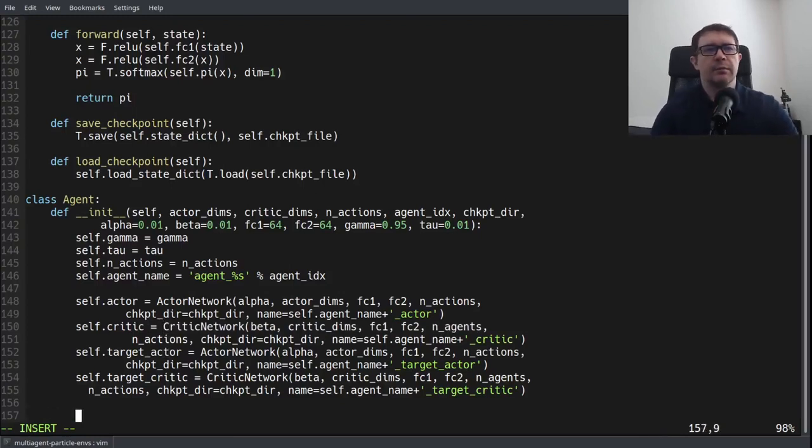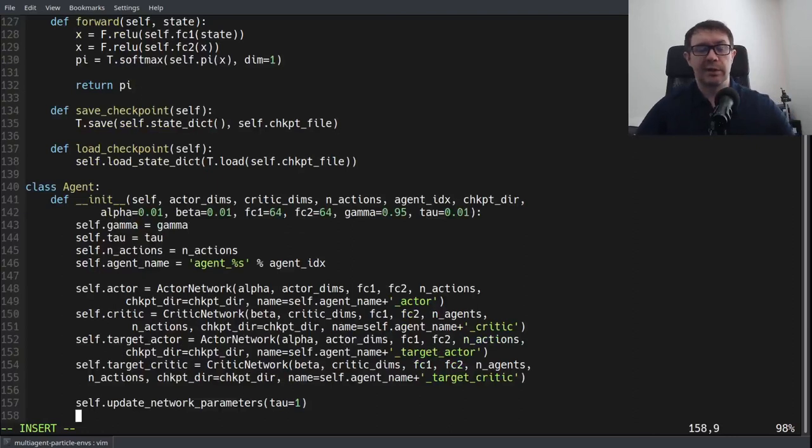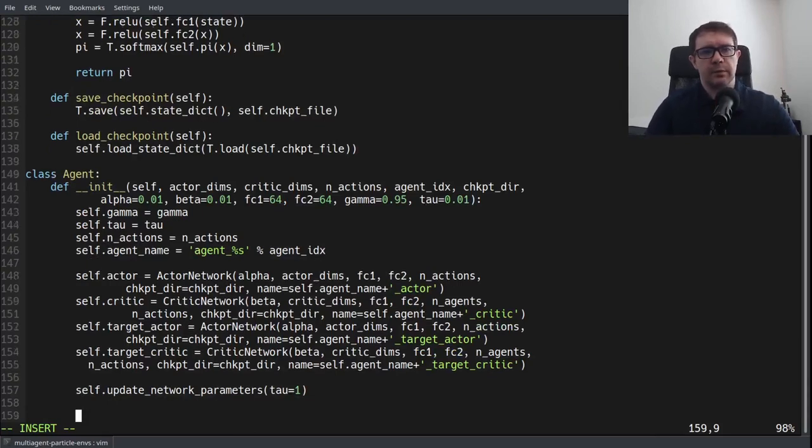All right, now we need a function to update our network parameters. The reason is that when we start out the episode, start out the simulation, we want to directly copy the weights of our online networks to our target networks. And so it's easiest just to call it this way. Let's go ahead and write that function first because it's a little bit ugly.